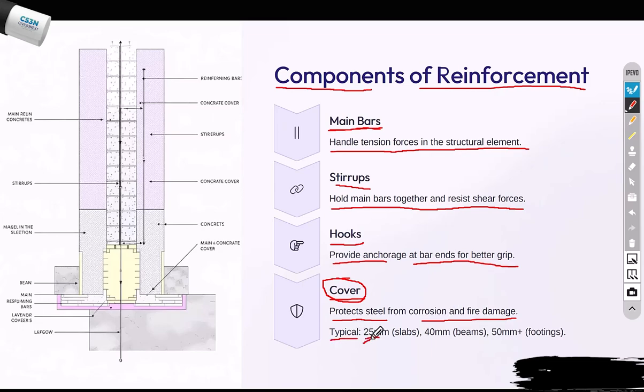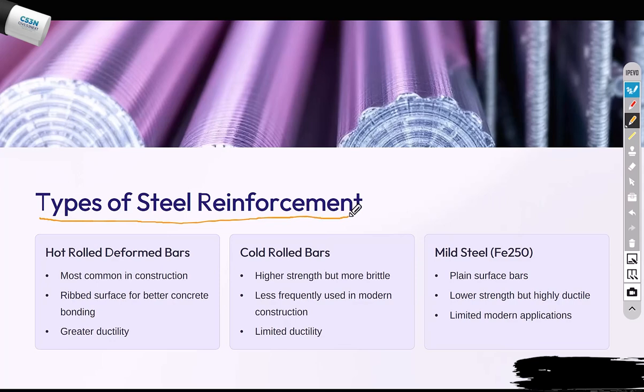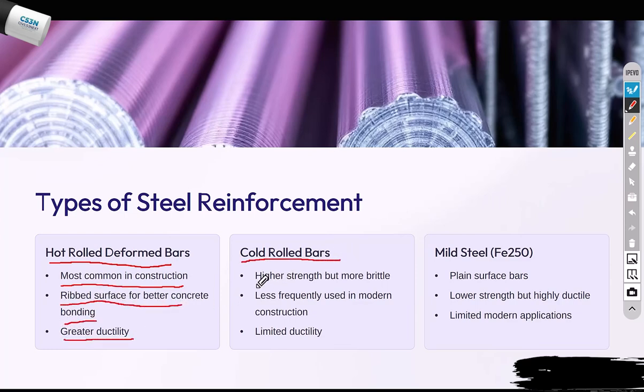Typical covers: 25 mm for slabs, 40 mm for beams, 50 mm plus for footings. There are many types of steel reinforcement, like hot rolled deformed bars, cold rolled bars, and mild steel, Fe 250. Hot rolled deformed bars are the most common in construction, with a ribbed surface for better concrete bonding and greater ductility. Cold rolled bars have higher strength but are more brittle, less frequently used in modern construction, with limited ductility. And mild steel, Fe 250, has plain surface bars, lower strength but higher ductility, with limited modern applications.